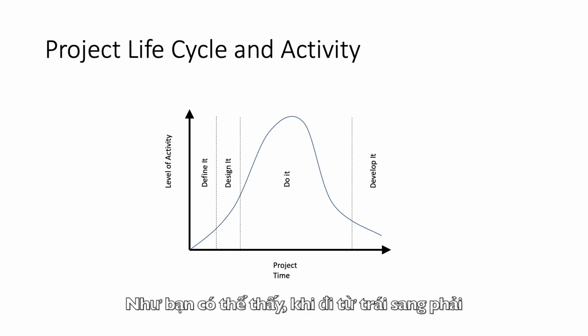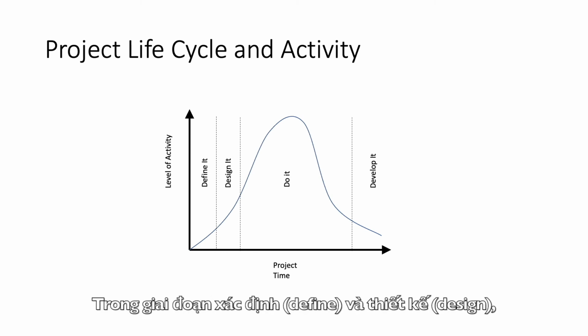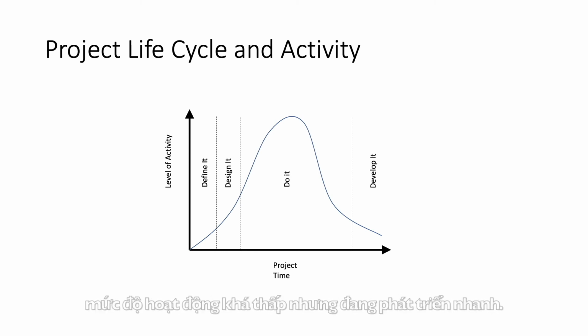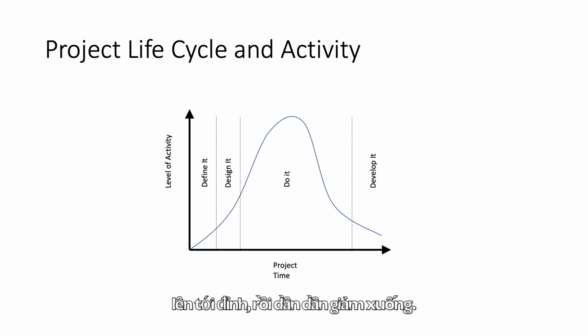So as you can see, as we move from left to right on the project time axis, the level of activity increases during the define and design phases. It's relatively low but growing rapidly. During the do it phase, it grows very rapidly, comes to a peak, and then eventually starts to decline.